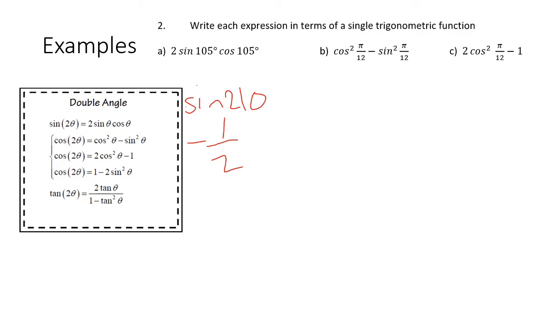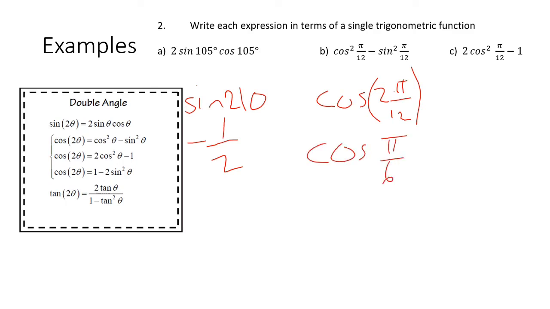For part B, it's the cosine 2 theta function, so we're going to go cosine 2 times pi over 12. If we simplify that, we get cosine pi over 6. Cosine of pi over 6 is root 3 over 2.